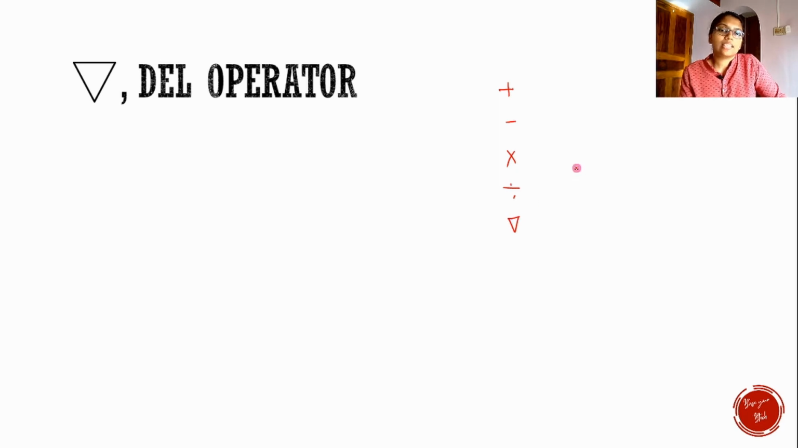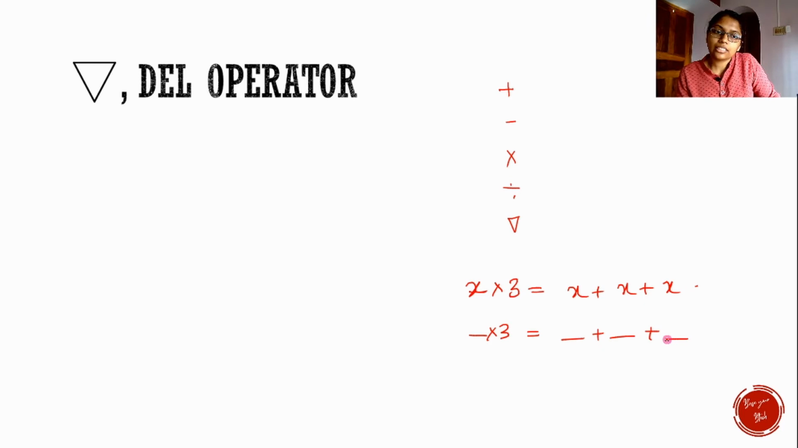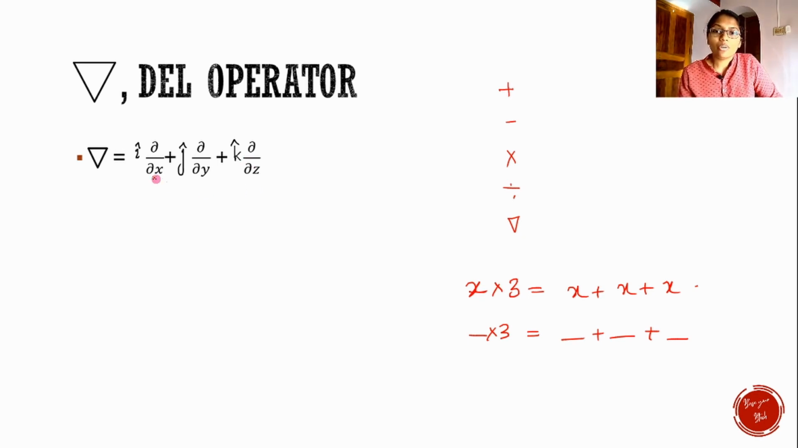Simply, let me say that you can write something, I mean x into 3 is x plus x plus x, isn't it? So, if I write dash into 3, it is dash plus dash plus dash. Similarly, we can have the definition for the del operator as del is equal to i cap into dou by dou x plus j cap into dou by dou y plus k cap into dou by dou z. Now, dou by dou x, dou by dou y, dou by dou z are partial derivatives.